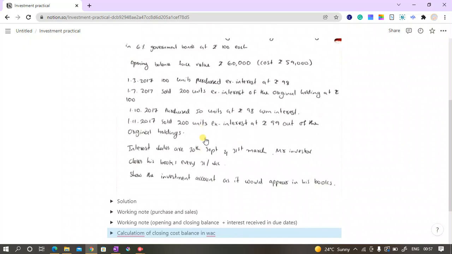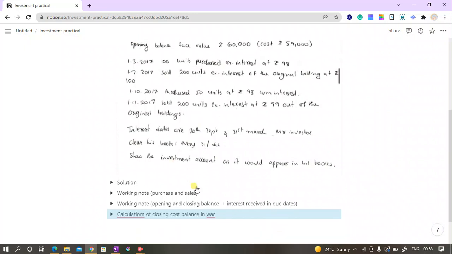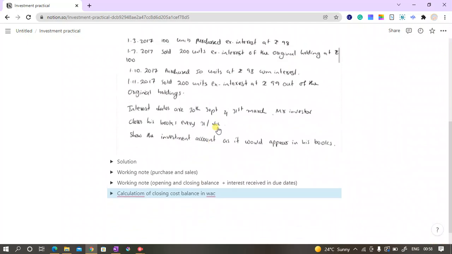And how will we calculate accrued interest? If we made a purchase or a sale on a particular date or month, we take the last due date, and from the last due date to when we made the purchase or sale, we calculate the accrual. We will basically see that here.